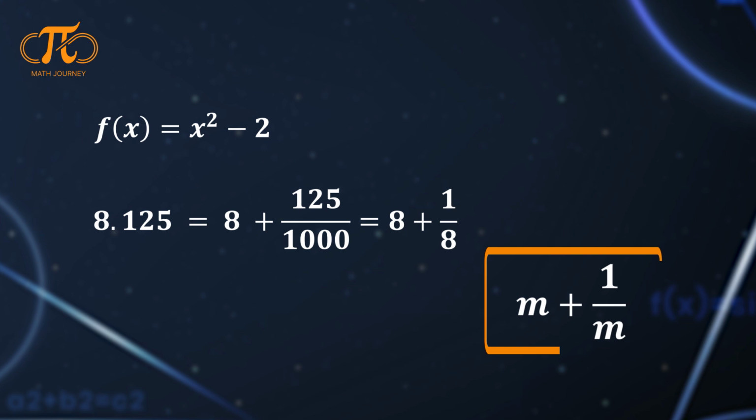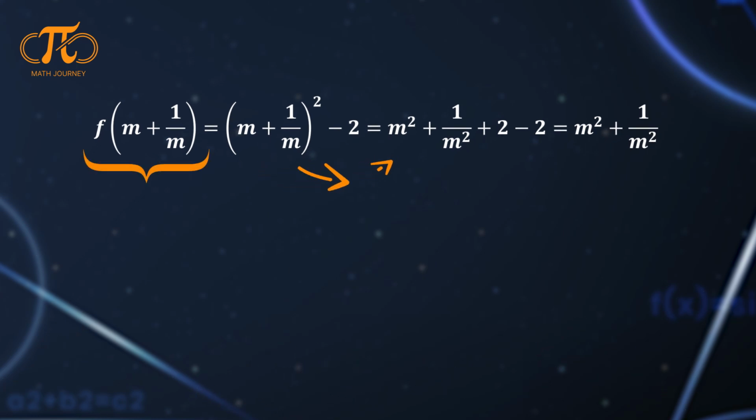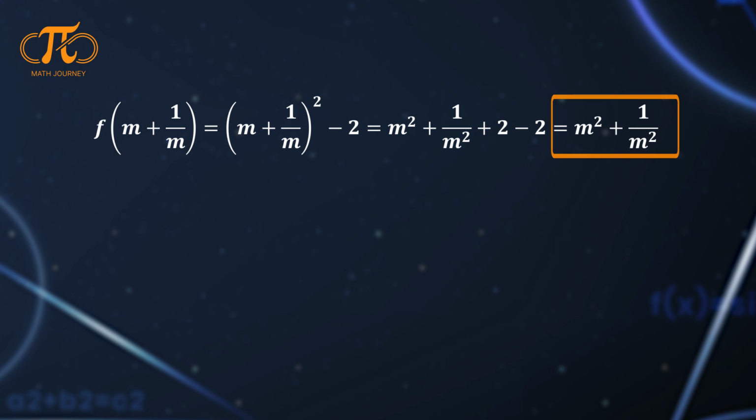Consider the expression m plus 1 over m. To simplify the problem, we'll analyze how f of x behaves when applied repeatedly to values of the form m plus 1 over m. When we apply f to m plus 1 over m, the result becomes m squared plus 1 divided by m squared. This means that each application of f squares both the numerator and the denominator of the fractional part.